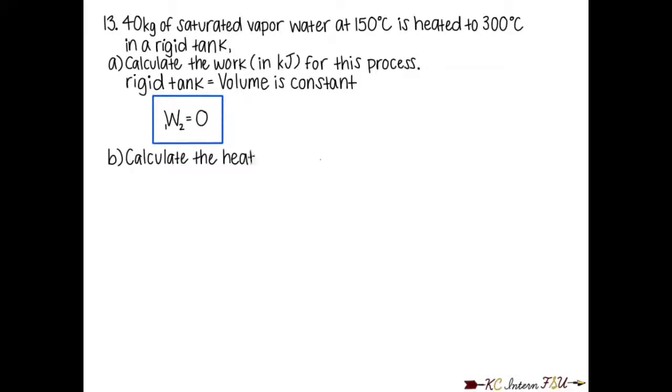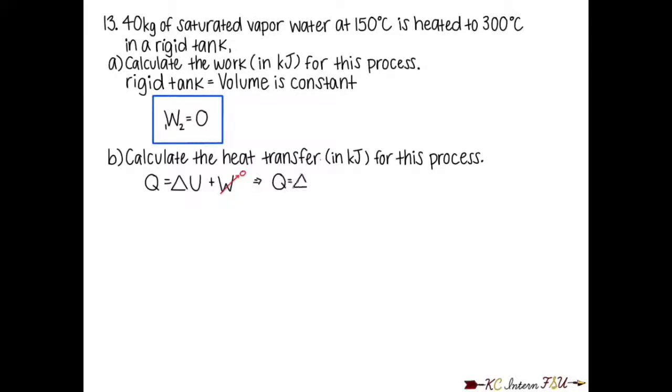Part B is to calculate the heat transfer in kilojoules for this process. We have the equation for heat transfer, where Q is equal to delta U plus W. Remember, work is equal to 0, so we are left with Q equaling U2 minus U1.